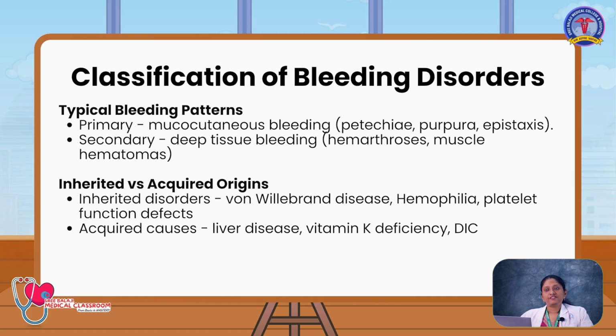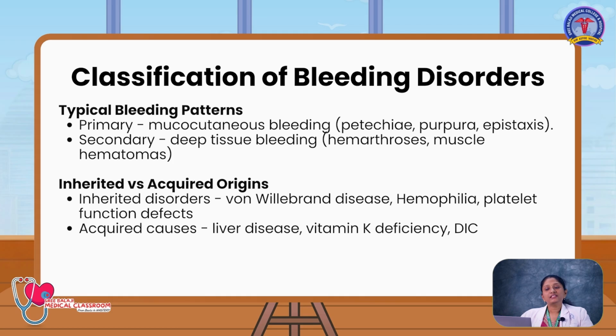Secondary hemostatic defects most commonly involve coagulation factor deficiencies. So, hemophilia A, which is factor 8 deficiency, and hemophilia B, which is factor 9 deficiency, are the most common secondary hemostatic defects. In addition to that, patients can have acquired causes like vitamin K deficiency, liver disease and disseminated intravascular coagulation. This leads to deep bleeding including hemarthrosis and muscle hematomas.